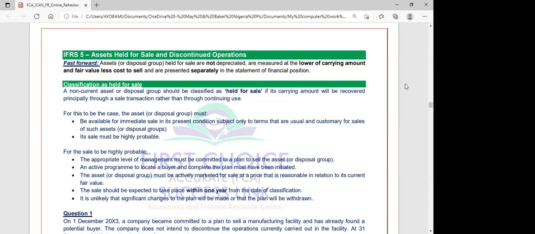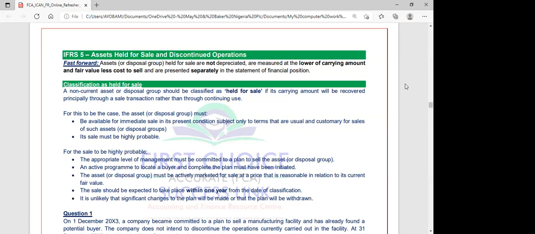Now, suppose I discover that there are some assets whose carrying amount, that's their book value, can only be recovered through sale rather than continuing use. What does that mean? If I continue to use the asset, most likely I will not be able to recoup the carrying amount. The cash flows that the asset will generate will be much lower than its carrying amount. Then I can decide to sell the asset. If I decide to sell that asset, IFRS 5 will apply, and that is what we call asset held for sale and discontinued operations.